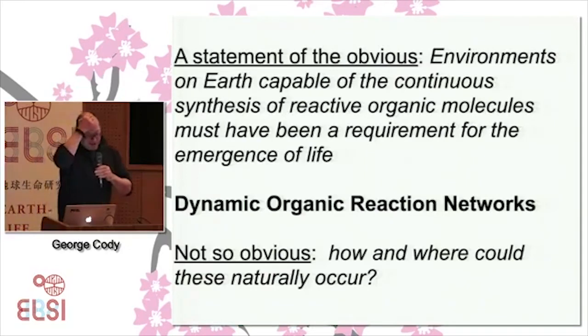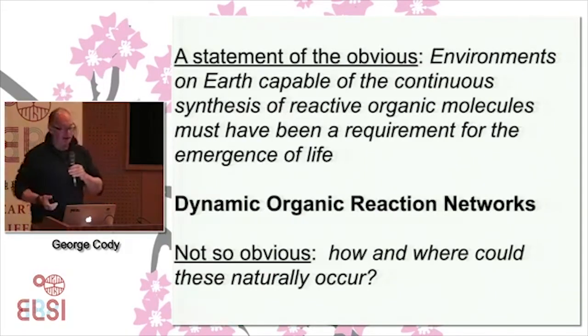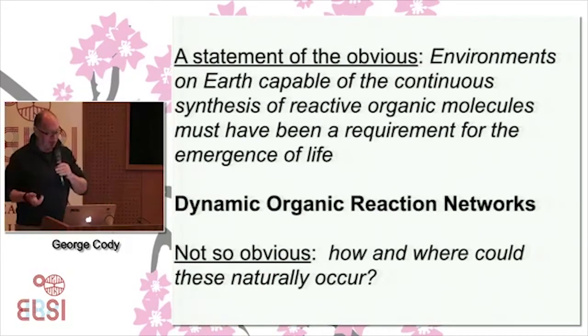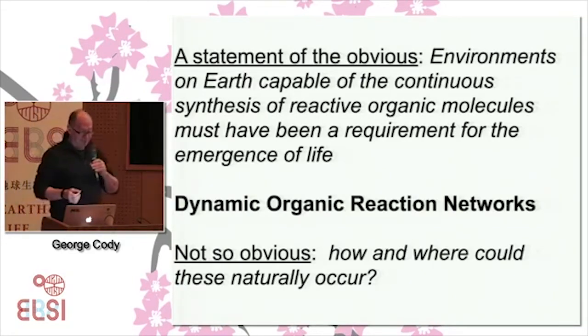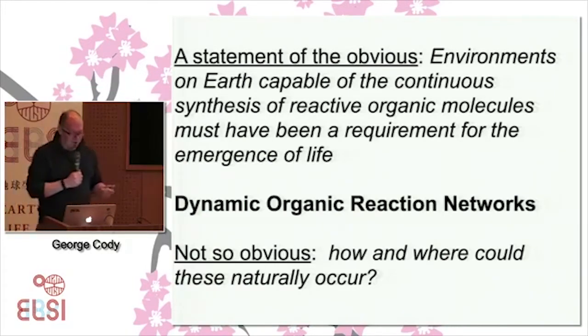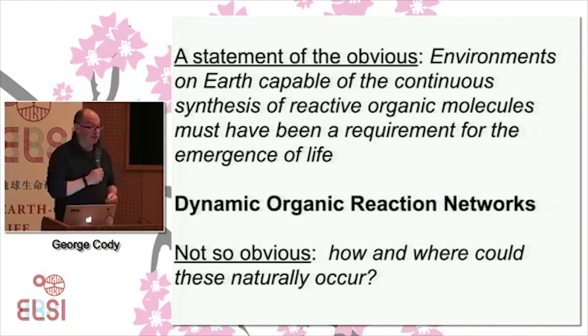So I think, to me, a statement of the obvious is that for life to emerge on this planet, there had to be environments that were capable of continuous synthesis of reactive organic molecules. I think that's probably the simplest requirement. So that's an obvious question. Now, I'll refer to this in a very general sense as dynamic organic reaction networks, which I think are self-explanatory when we get to it. What's not at all obvious from a geochemical perspective is how and where could these naturally occur. I think this speaks somewhat to exactly what George was asking.